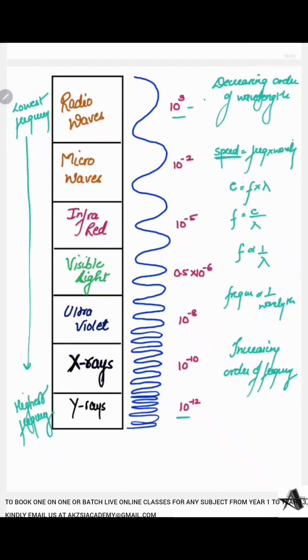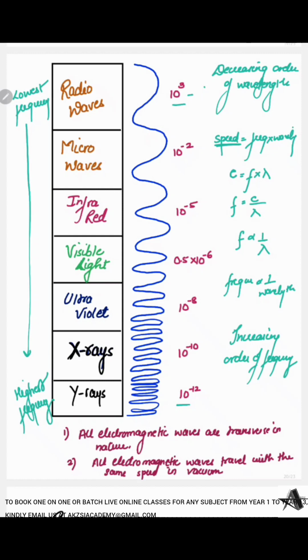Now this is about the basic electromagnetic spectrum. Let me discuss the properties of all electromagnetic waves, not each and every property. As of now, we are describing the common properties that all electromagnetic waves share.